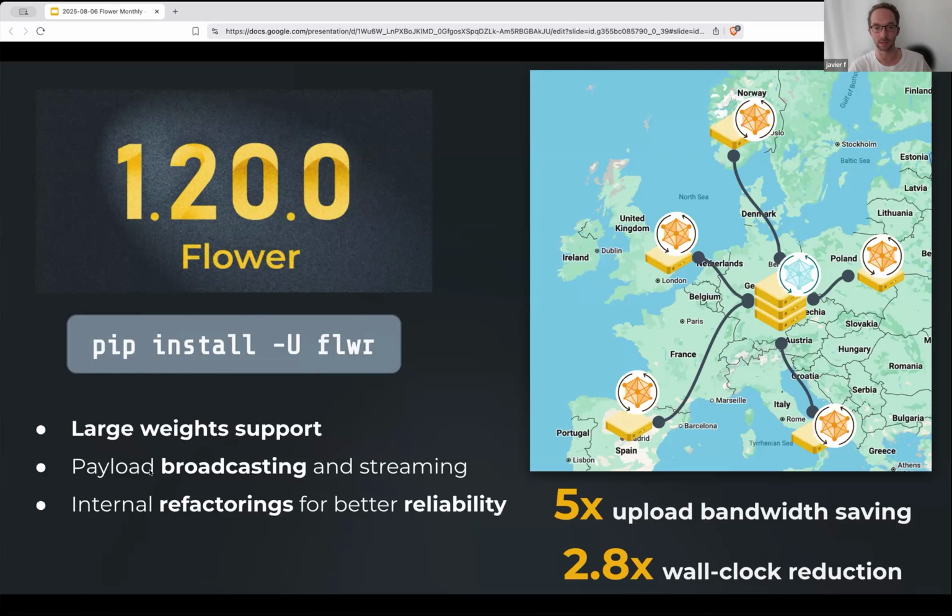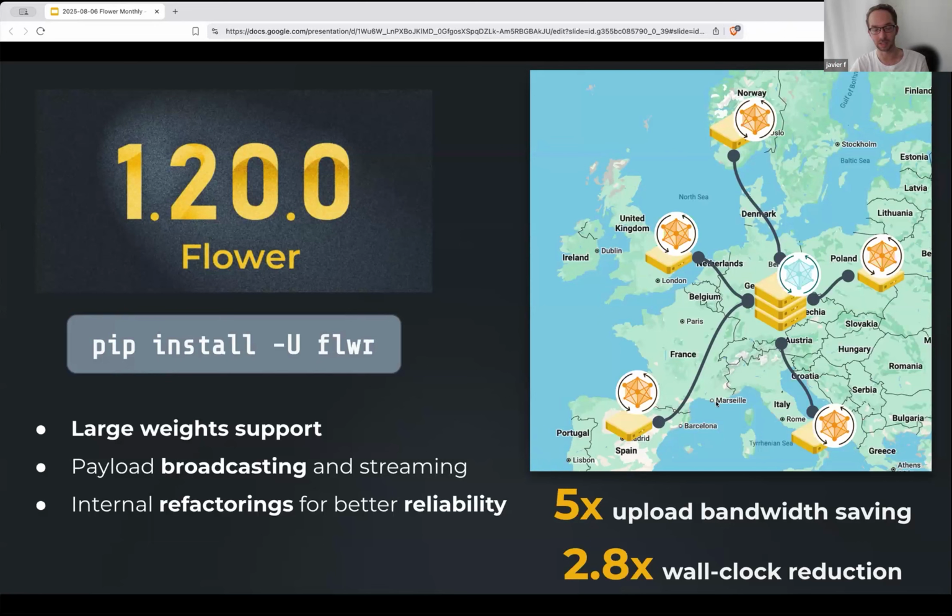but also thanks to some of the new features, such as built-in broadcasting and streaming of large weights, the upload bandwidth from the server up to the superlink was reduced by the number of supernodes involved in every round, in this case 5x. That's a big communication saving.